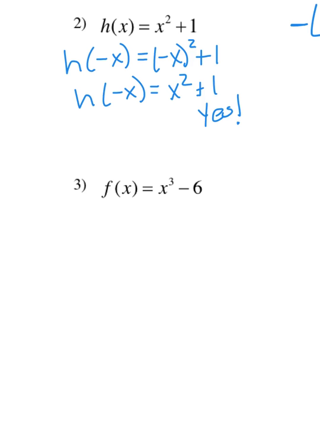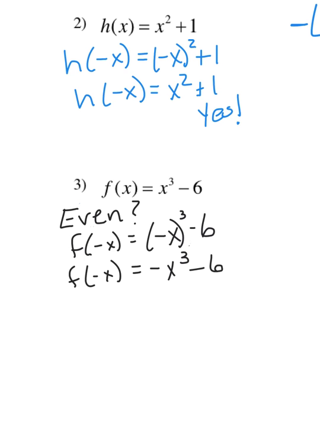Now let's test the third one and see if this one is even, odd, or neither. Okay, so I tested for even, and I substituted the negative x in for my x, and what happens here is I end up with a negative x to the third, and that is not the same as x to the third. So because these are not the same, then this is not even.